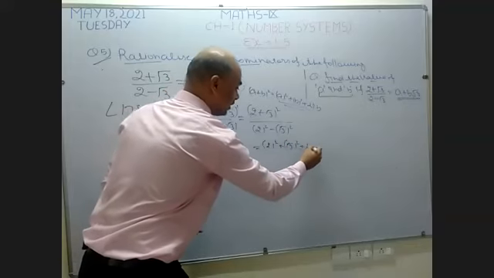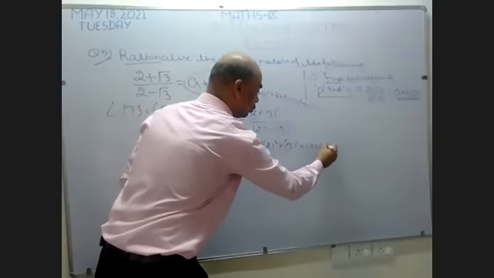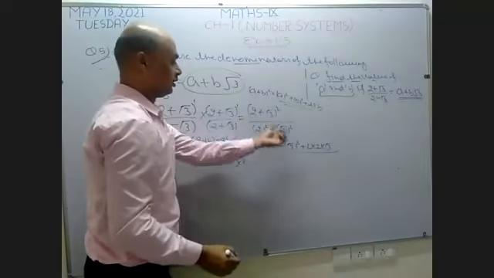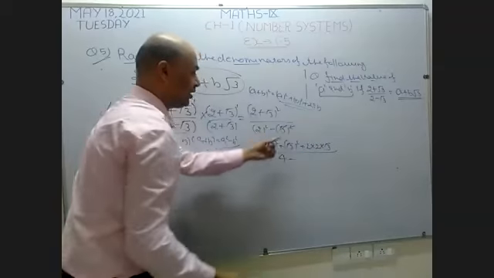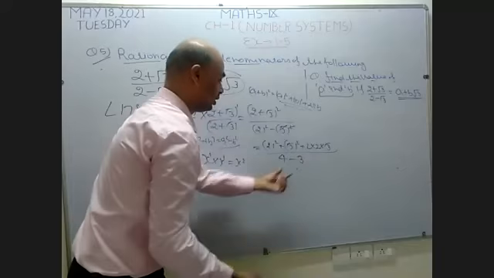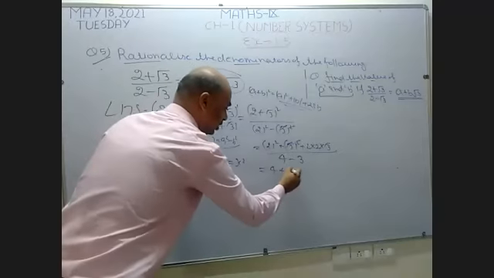Root 3 square. After that 2 into root 3. I expand a square, b square plus ab. Now square of 2 is 4. This square is going to cancel with this, so this is 3. Now again square of 2 is 4. This square is going to cancel with this, 3 left.